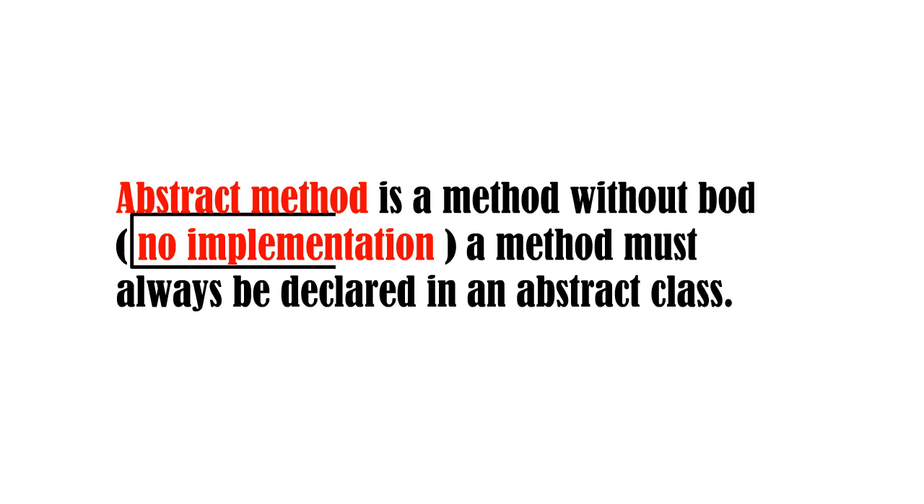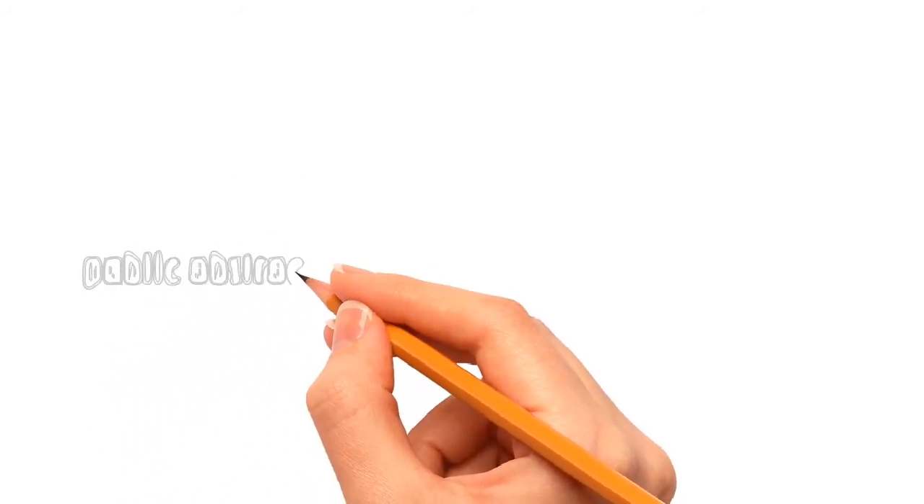Now, an abstract method is a method without body, no implementation. An abstract method must always be declared in an abstract class. This is how an abstract method will look.